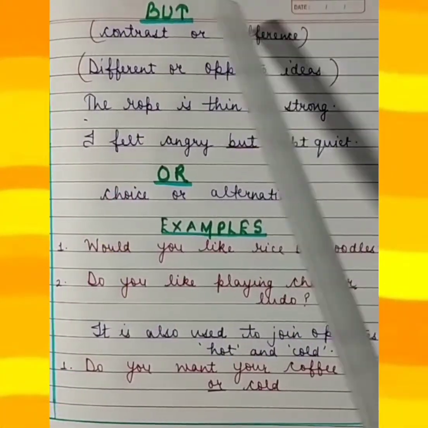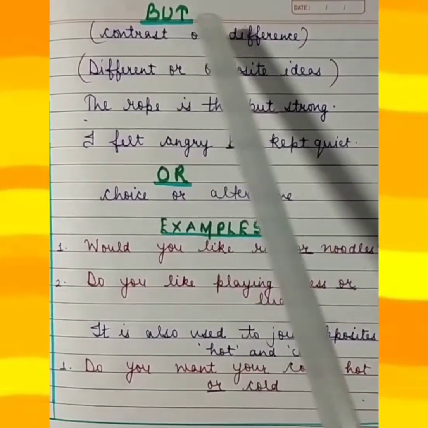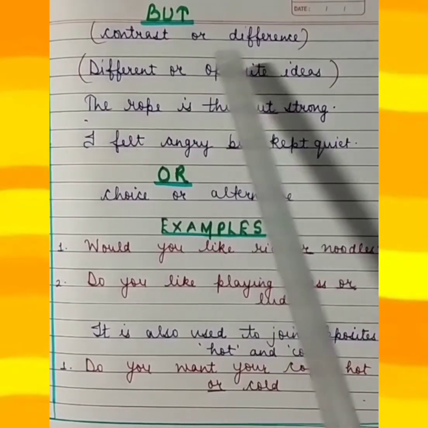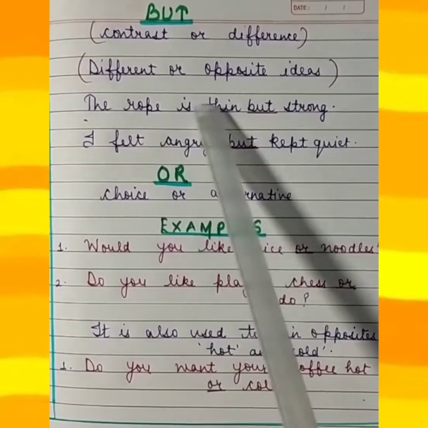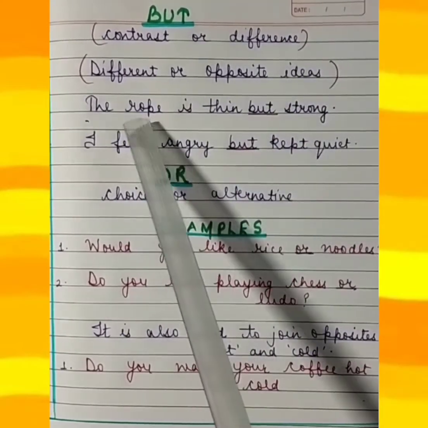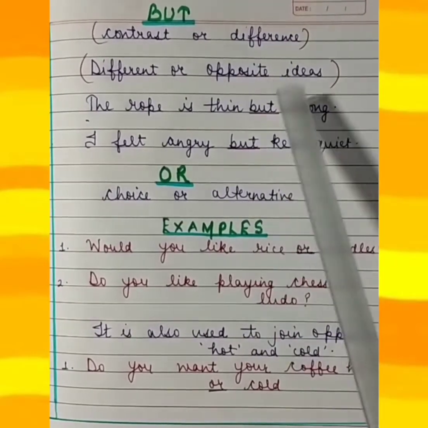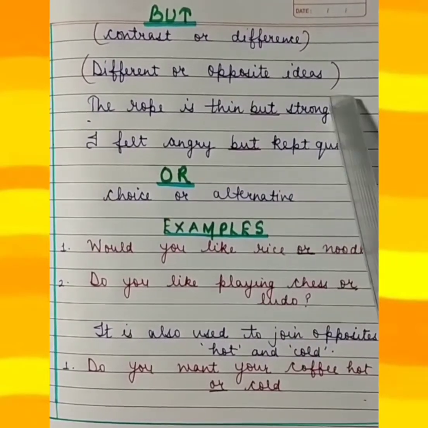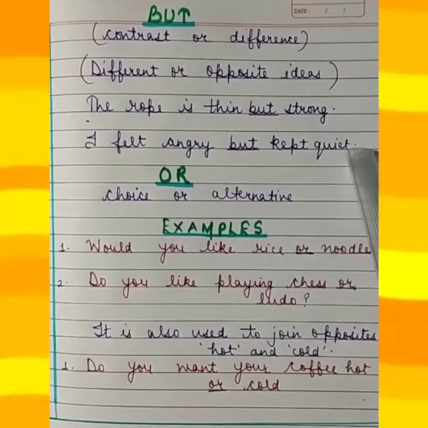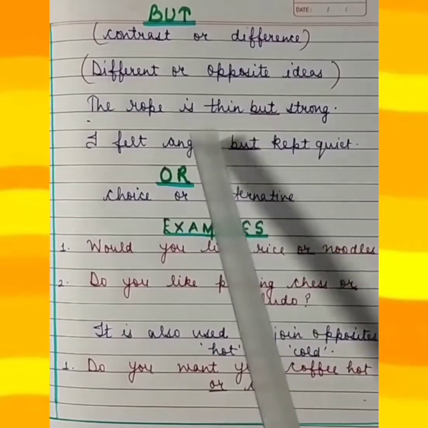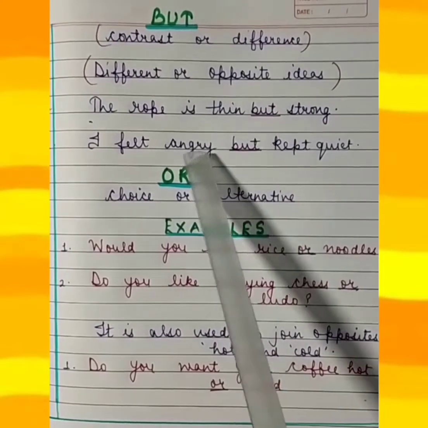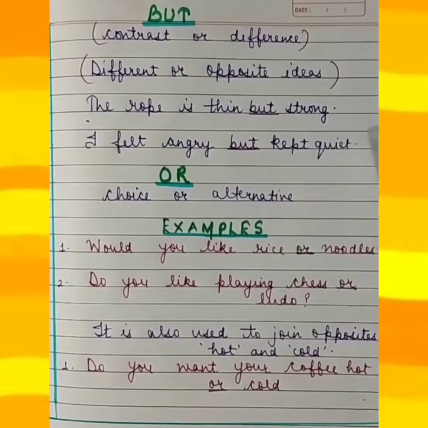Now next, but. But is used with contrast or difference, or it is used for different or opposite ideas. Here you can see in this example, the rope is thin but strong. So rope is thin means weak, but it is strong. So both are opposite in meaning. Next, I felt angry but kept quiet. Usually when a person is angry, he does not keep quiet. So these words, angry and quiet, are opposite in meaning.